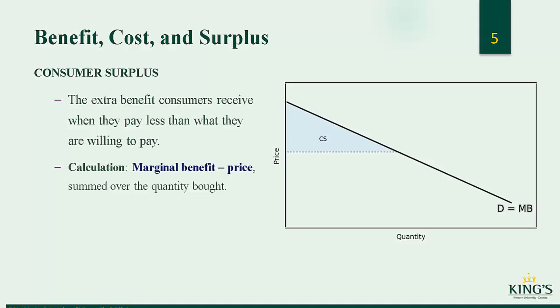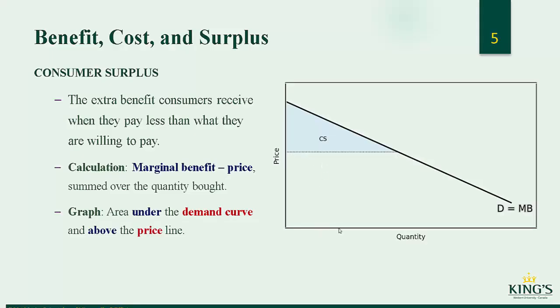More specifically, consumer surplus. Consumer surplus is the extra benefit consumers receive when they pay less than what they're willing to pay, their maximum willingness to pay. It is calculated simply as the marginal benefit minus the price, summed over all of the quantities that they bought. So when we're looking at a demand curve, consumer surplus is the area under the demand curve and above the price.